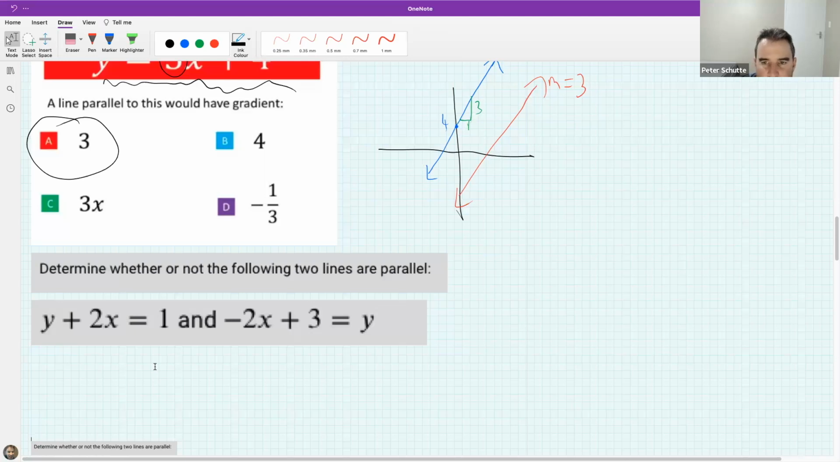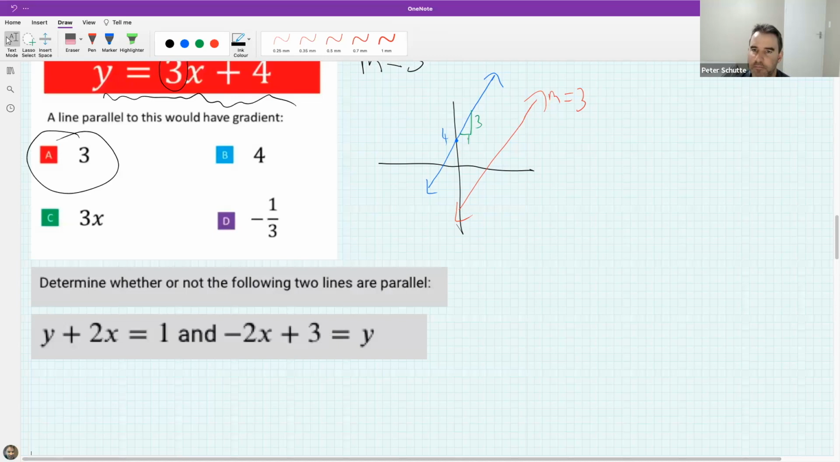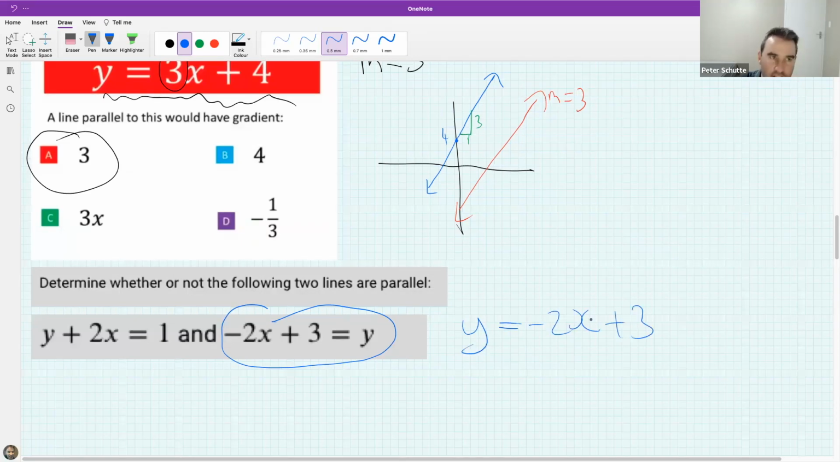Some people say no. Some people say yes. What do we need in order to determine whether they're parallel? What would I need to find in order to determine if they're parallel or not? We would need the gradient of both, yes. Now, this one actually is in standard form. It's just that we're so used to this being on the right-hand side. I want to suggest the gradient of this one is -2. But what's difficult is I don't know what the gradient of this line is.